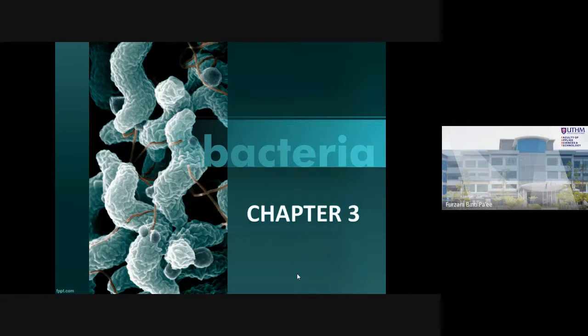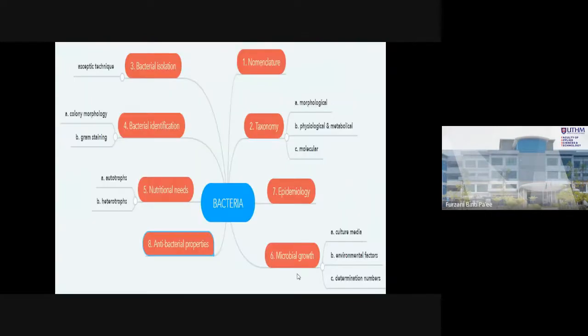Okay, so this is the recording for our next chapter, which is chapter 3. In this chapter 3, we're going to learn anything and everything about bacteria. This is the mind map that I have made, to show what we are going to learn in this chapter about bacteria.